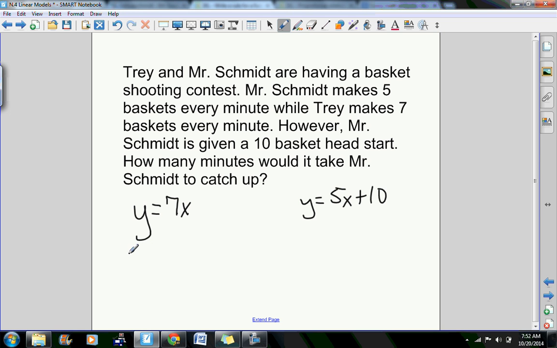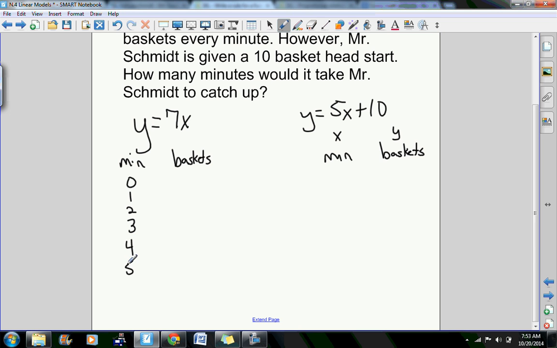And if we make a table here of minutes to baskets, we can think of minutes as our independent axis and our baskets as our dependent axis on both of these. So Trey's is pretty easy. I'm actually going to extend the page here. It's going to be 0, 7, 14, 21, 28, 35, 42, and 49.